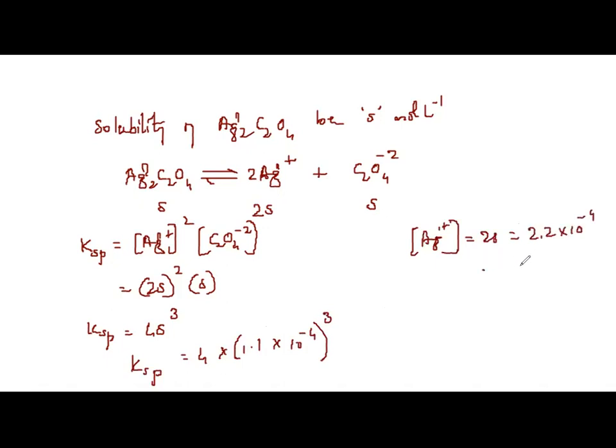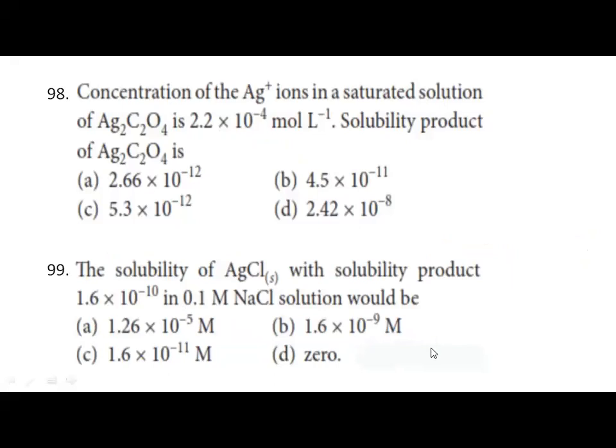Then what is s? s will be 2.2 into 10 raised to minus 4 divided by 2, so it comes out to 1.1. So I'll take 1.1, and there is a whole cube. When we solve it out, we'll get the answer 5.3 into 10 raised to minus 12. So which is the correct option? The correct option is 5.3 into 10 raised to minus 12. It is option C, which is the correct answer.